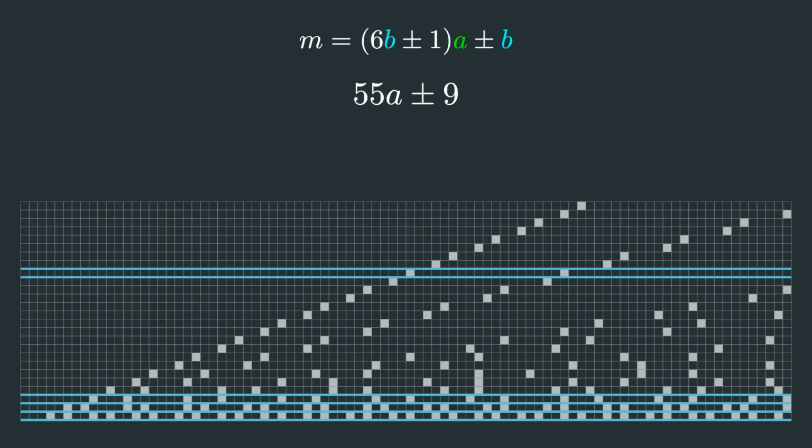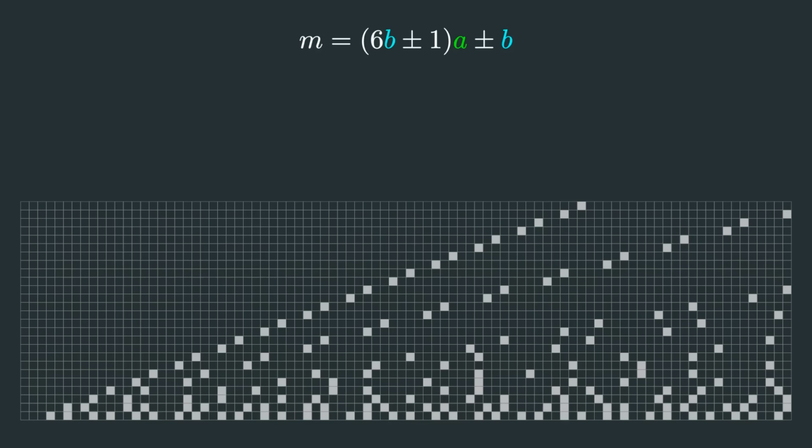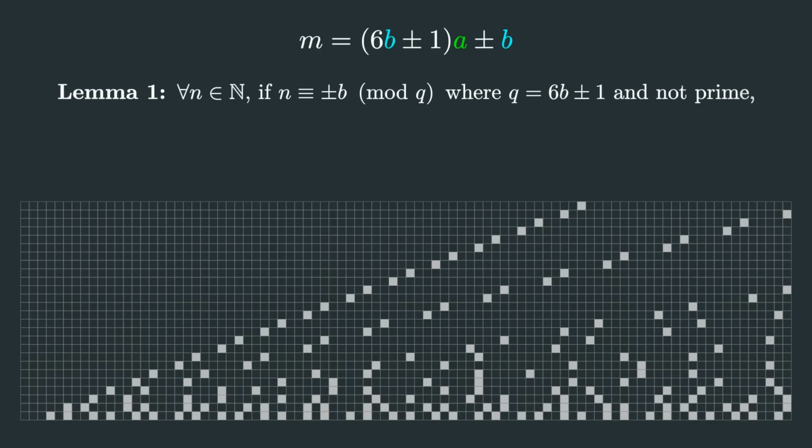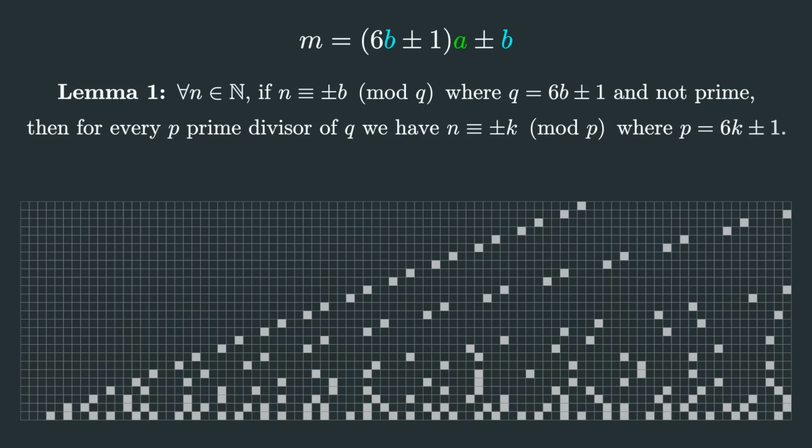Correct again. Alright, now's the time to put on our mathematician hard hat and prove stuff. This will be our lemma number 1, which states that if a natural number n is congruent to plus minus b modulo 6b plus minus 1, where 6b plus minus 1 is not a prime, then n is also congruent to plus minus k modulo 6k plus minus 1, where 6k plus minus 1 is any divisor of 6b plus minus 1.